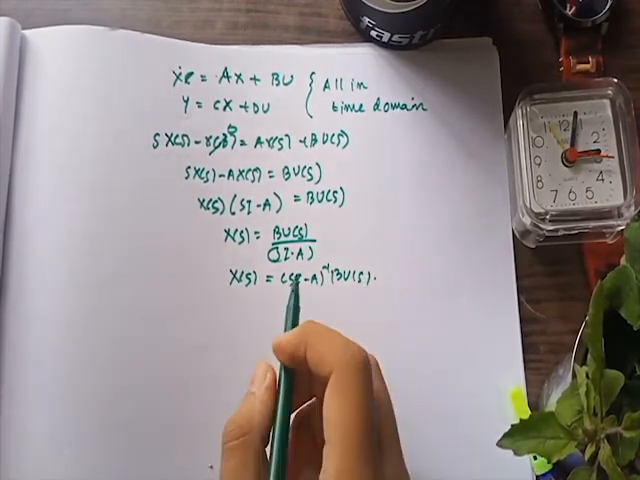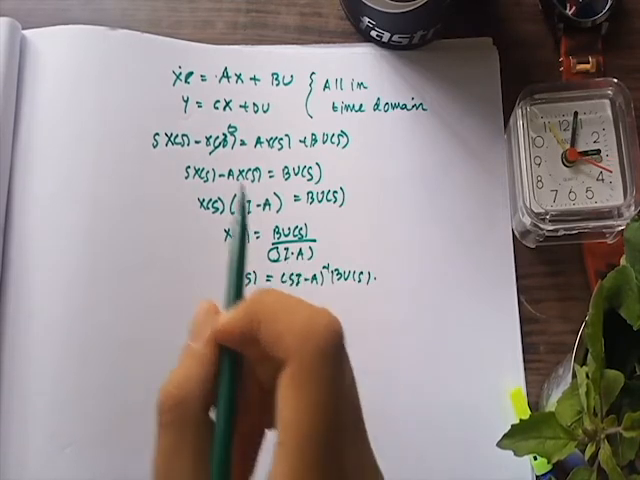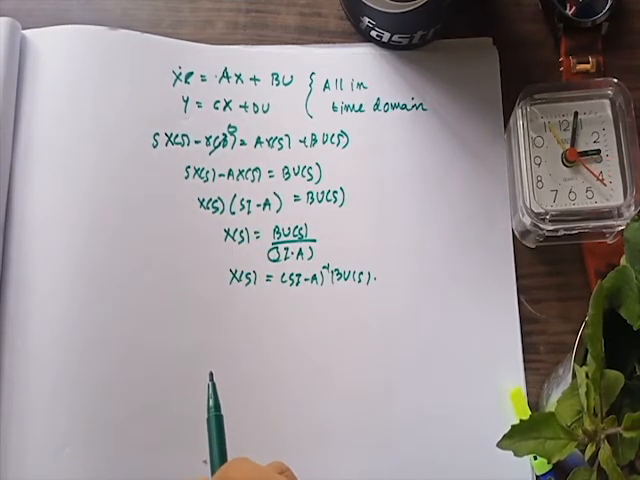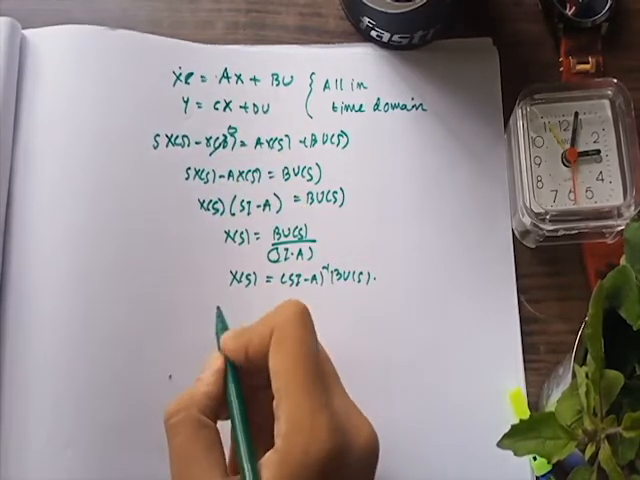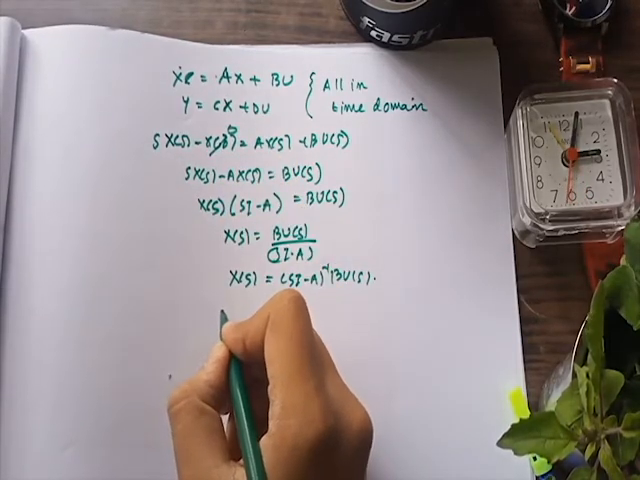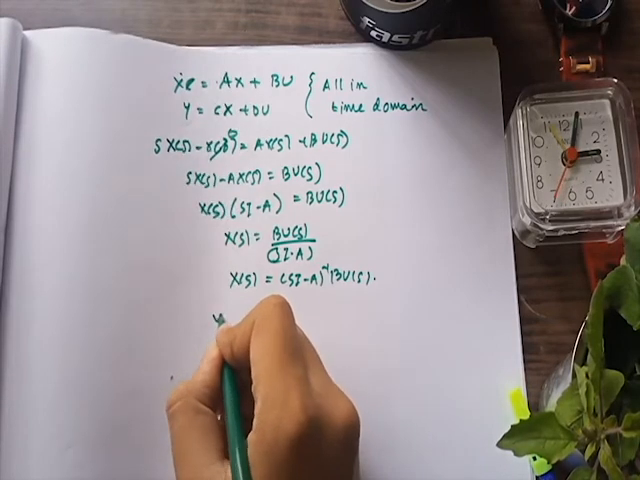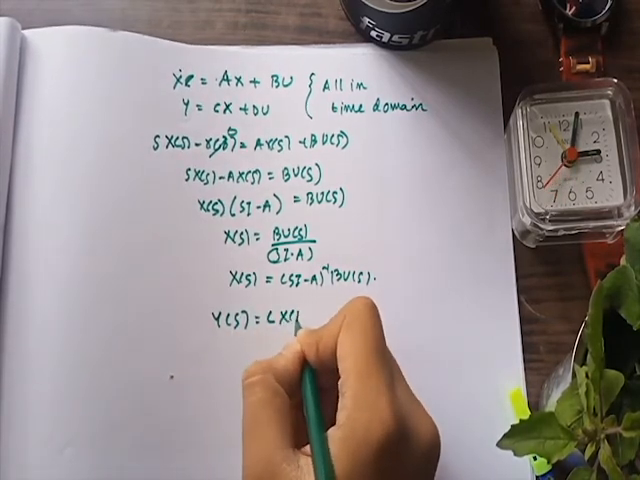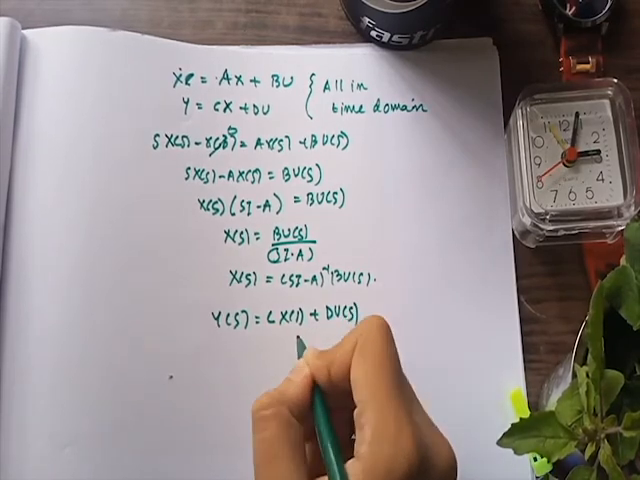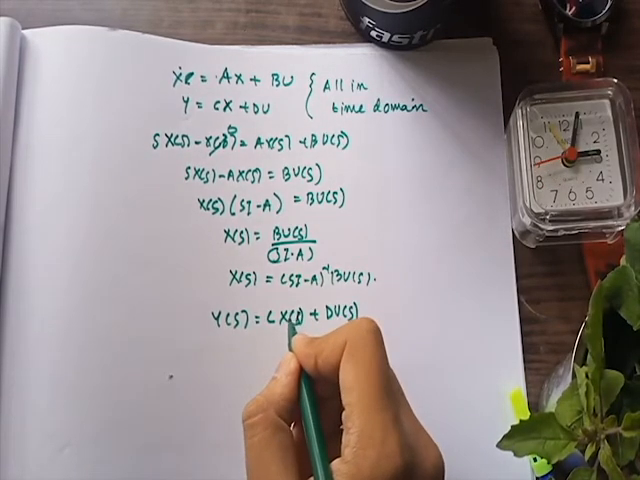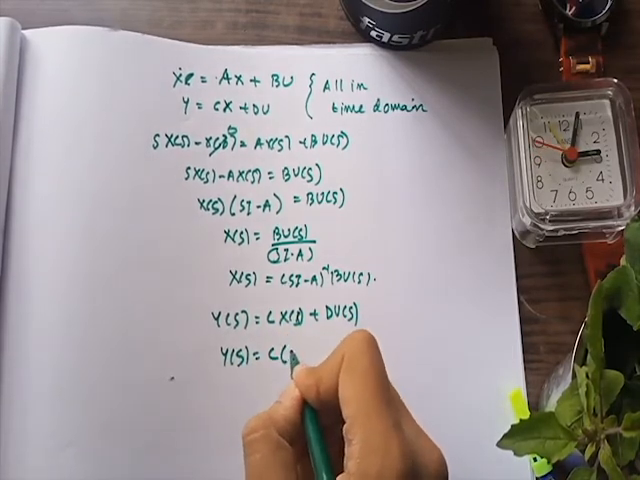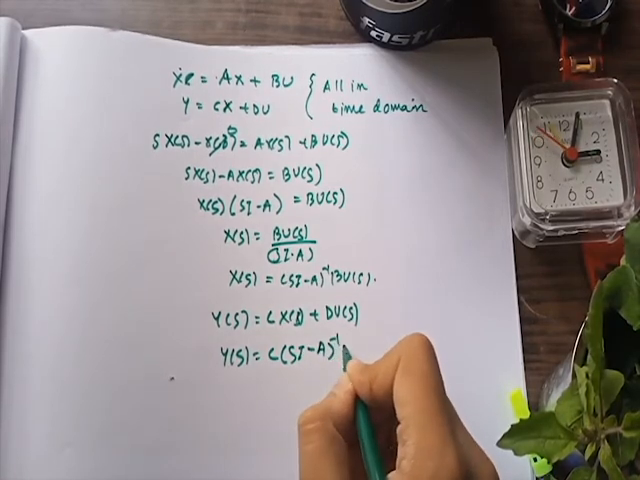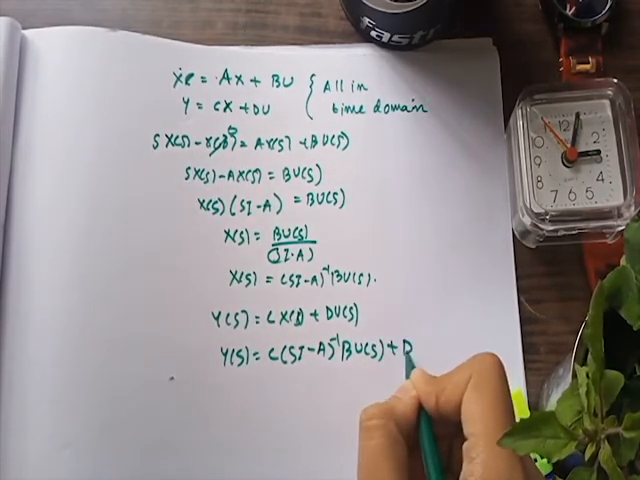If we put this value of x of s into the output equation, we will get the transfer function of the system which we are looking for. Taking the Laplace transform of the output equation, we will have y of s is equal to C times x of s plus D times u of s. If we replace the value of x of s in the second equation, we will have y of s equal to C times (sI minus A) inverse times B times u of s plus D times u of s.